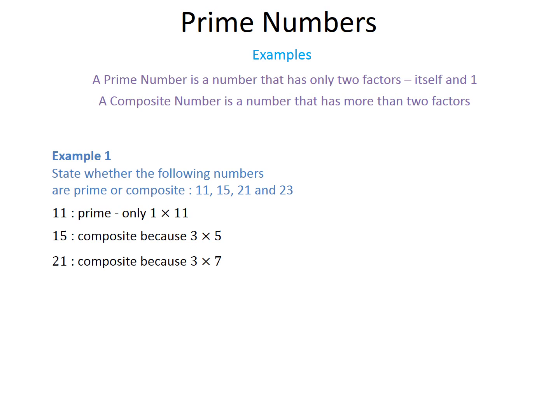For 21, it's a composite because 3 times 7 equals 21, and for 23, there's nothing else. It's just 1 times 23, so we write down that 23 is prime because only 1 times 23 works.